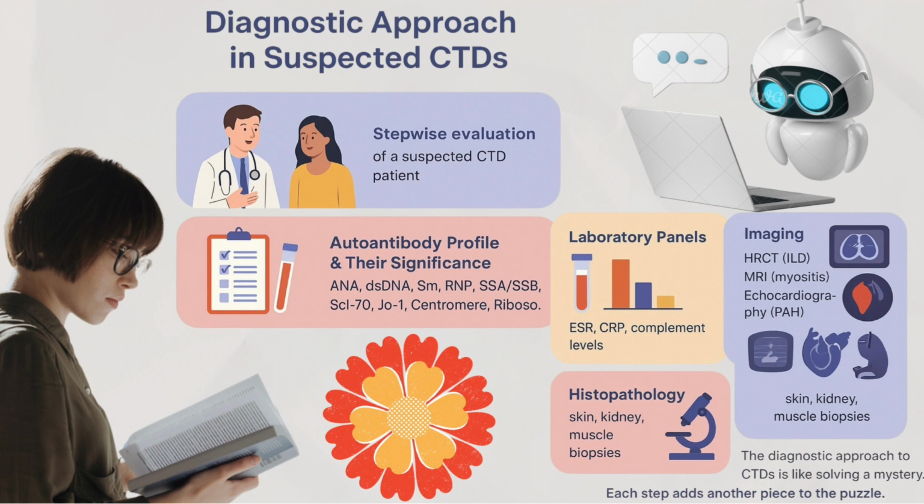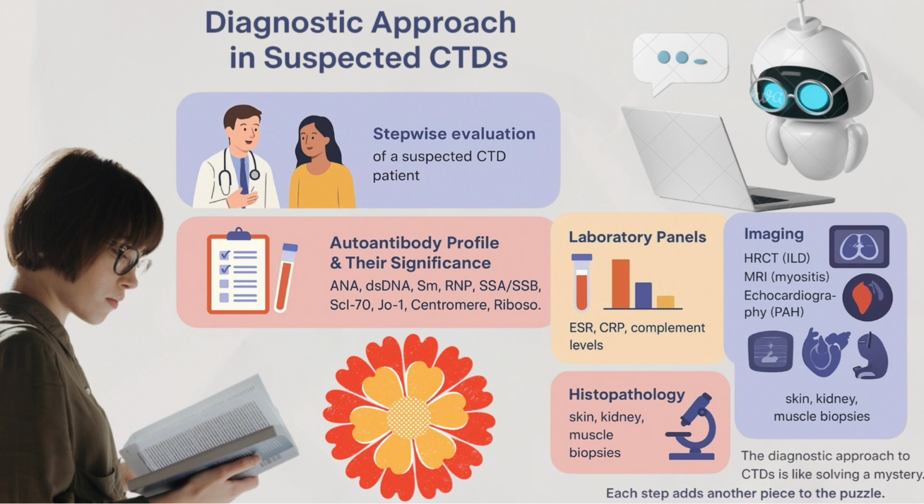Number 3, laboratory panels. Beyond antibodies, routine blood work is incredibly helpful. ESR and CRP are both markers of inflammation, but they behave differently in CTDs. In lupus, ESR is often high, while CRP may remain normal. If both ESR and CRP are very high, it usually means infection or another disease like rheumatoid arthritis.